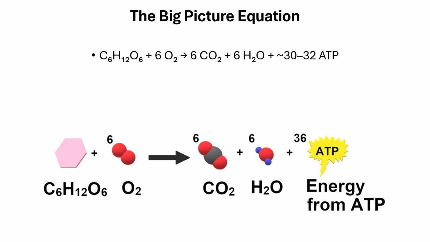Here's the overall reaction for aerobic cellular respiration. Glucose plus oxygen yields carbon dioxide, water, and about 30 to 32 molecules of ATP. That's like converting your lunch into the energy equivalent of 30 to 32 pieces of candy. Maybe not actual candy, but you get the idea. This equation helps you see the inputs, outputs, and the payoff in one swoop. Remember it. It's the baseline for everything else we will discuss.